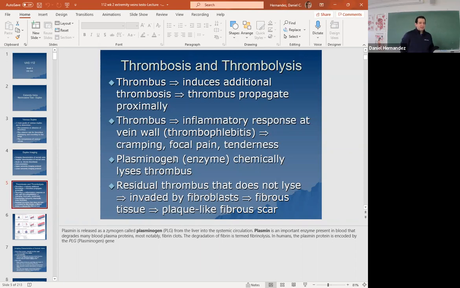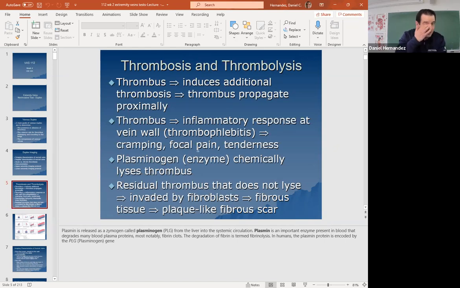Residual thrombus that does not lyse gets invaded by fibroblasts, and this creates a fibrous tissue or a plaque-like fibrous scar. So that's when we see that chronic DVT within the vessels. That chronic DVT is a result of fibroblasts creating fibrous tissue within the vessel wall, almost like a fibrous scar within the vessel wall. So that's those echogenic linear echoes that we see with chronic DVT. That's a result of residual thrombus not fully lysing and then being attacked by these fibroblasts.